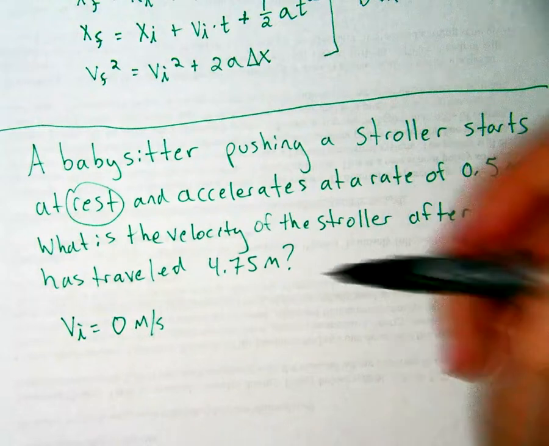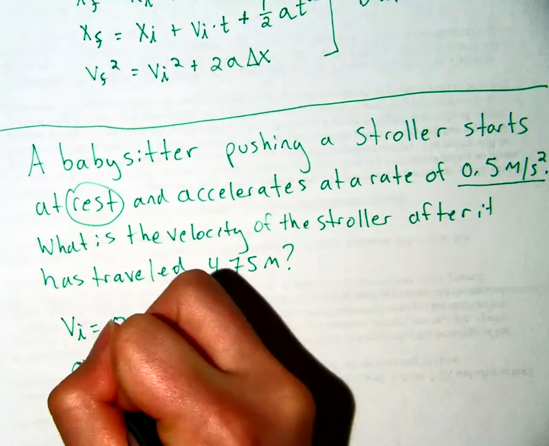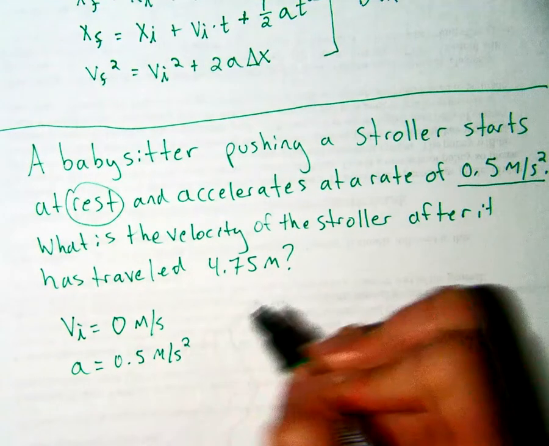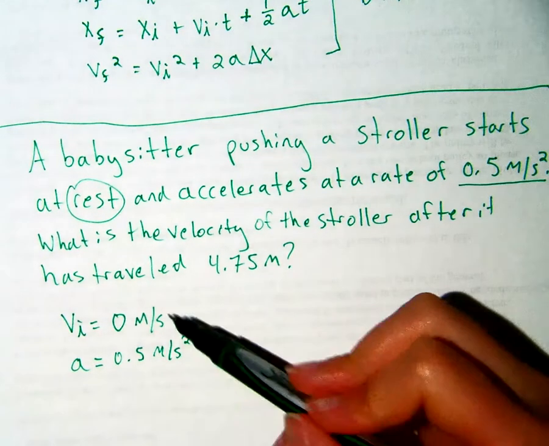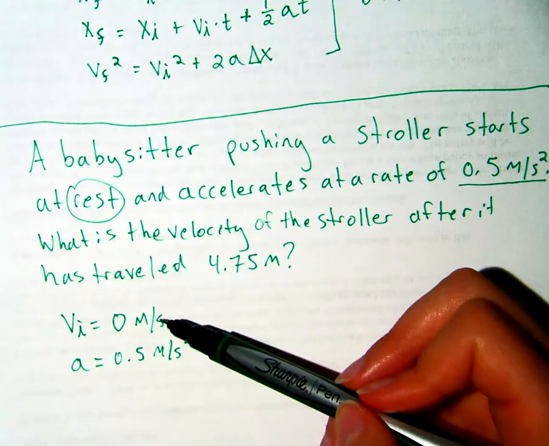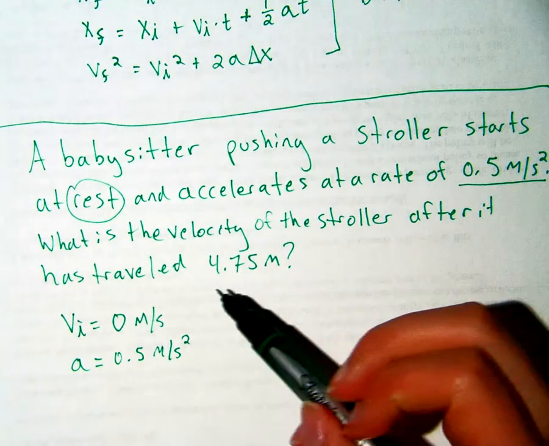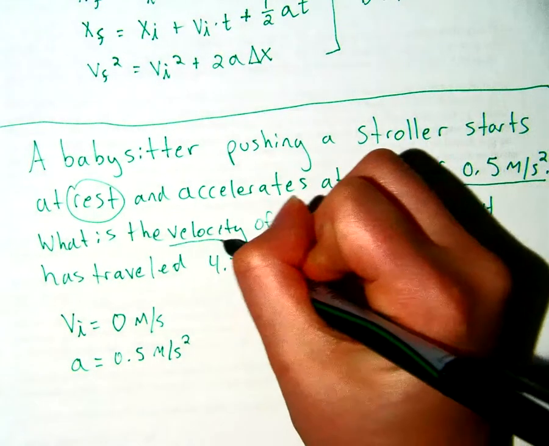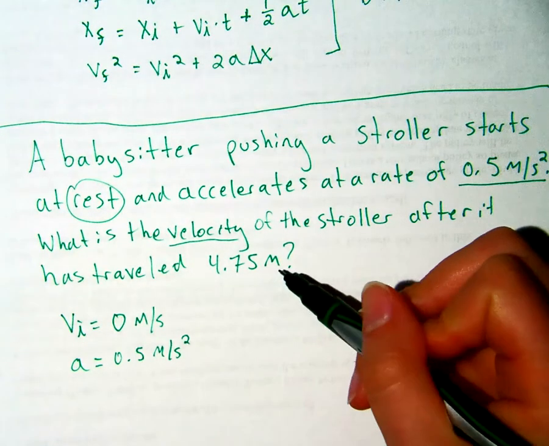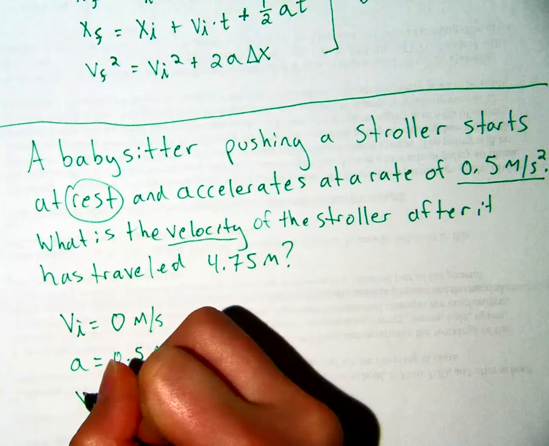I get that from our acceleration, which is our next thing. Our acceleration is 0.5 meters per second squared. Because I have meters per second squared, I wanted to leave my velocity as meters per second. So we're at rest, start at 0 meters per second, we're accelerating, and then what is the velocity? So this is the velocity of the stroller after it has traveled 4.75 meters. Okay, meters, that's a distance or a displacement. So we're going to put this as x.